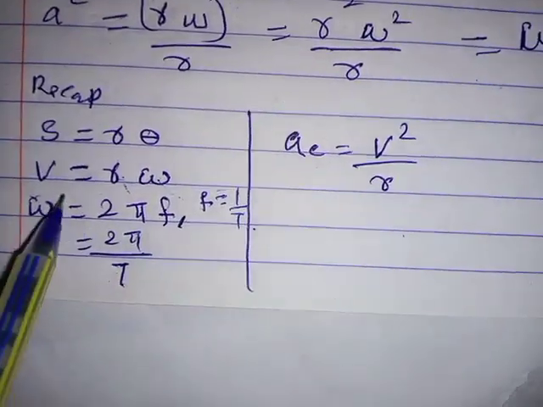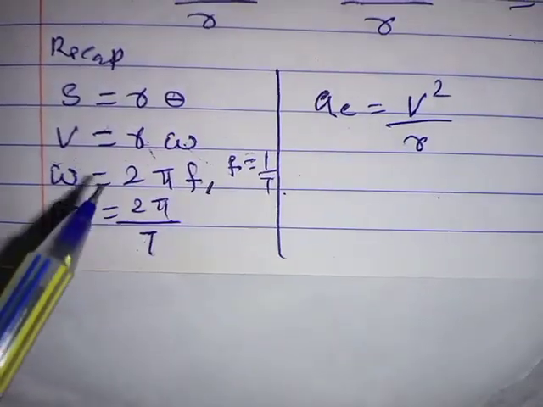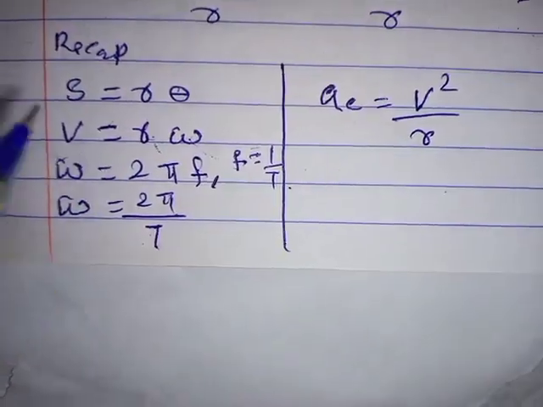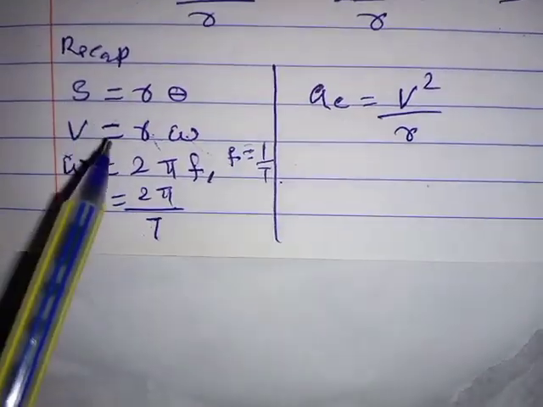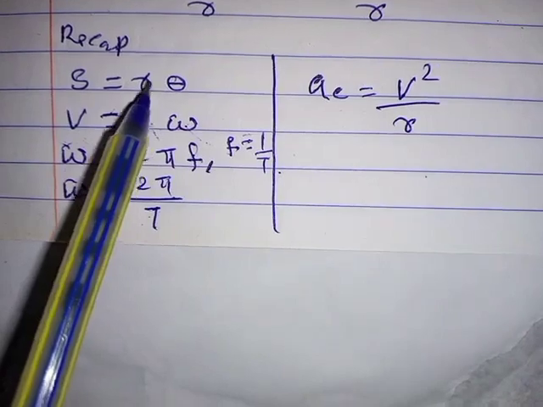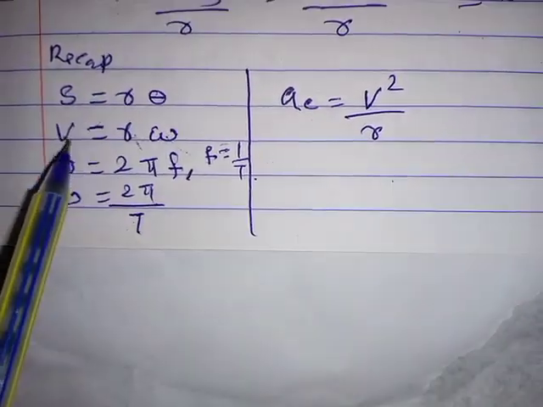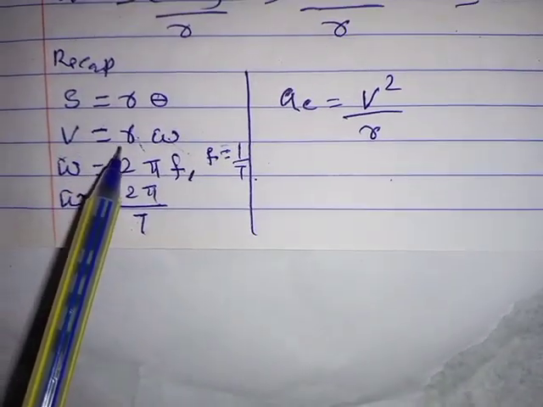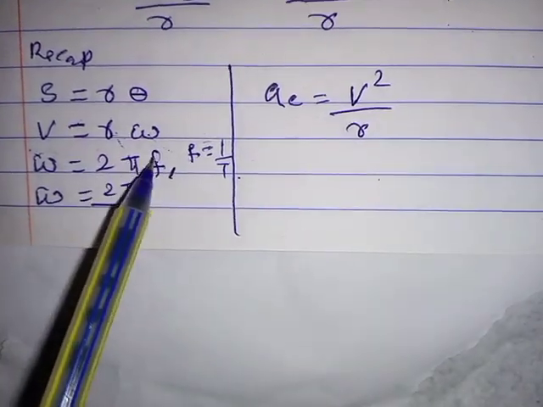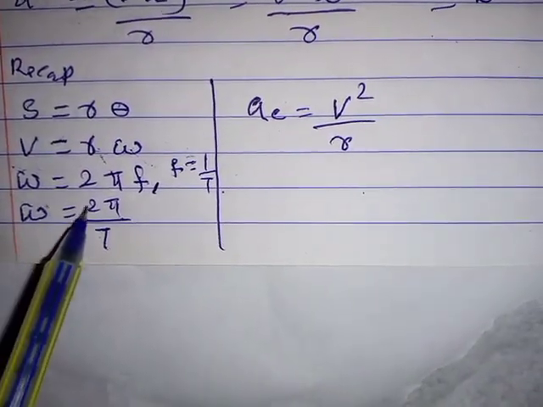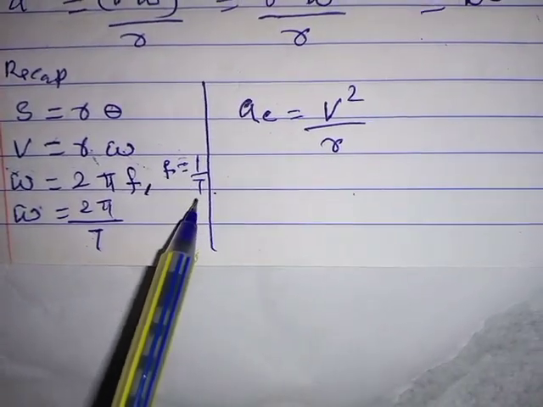So the key thing to understand so far from what we have learned in the circular motion, and we are considering a body which is moving uniformly, is that arc length, the distance, is given by r times theta. Theta is the angle. V is given by r times omega, and omega is equal to 2 pi f. And then omega can also be given by 2 pi over T, using the fact that f is equal to 1 over T.